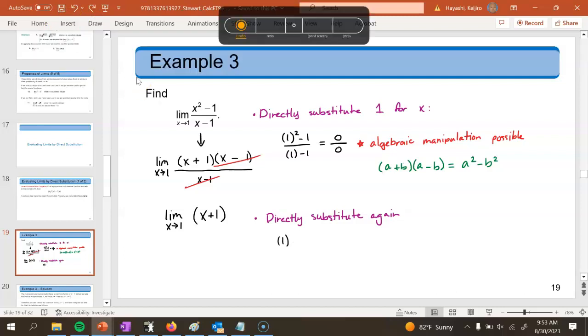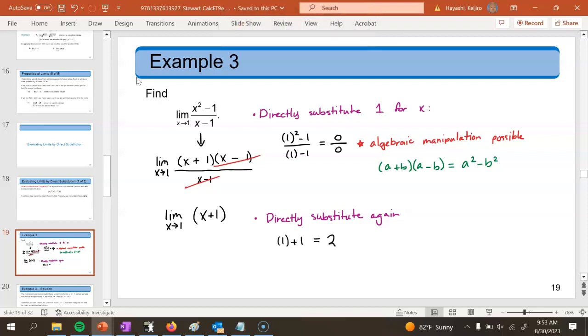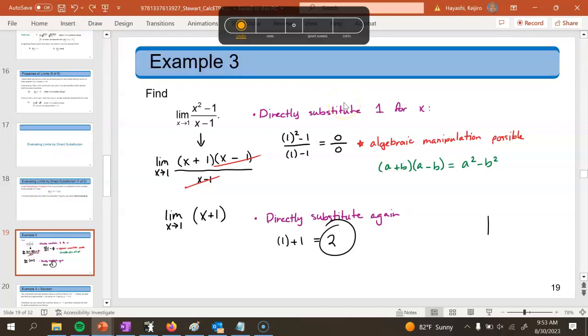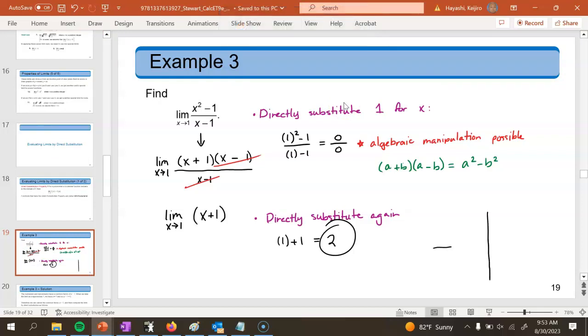Well, 1 plus 1. So you just shove that 1 into that place where that x is. 1 plus 1 equals 2. So the limit that we're looking for is just 2. And actually, if you were going to draw out this as a graph, this is what it would look like.